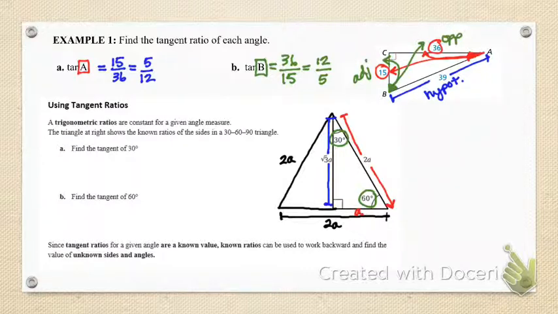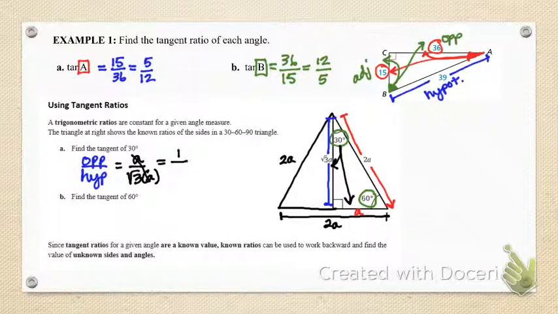So let's find the tangent of 30 degrees. So remember, it's going to be opposite over adjacent. So here's 30 degrees. Go opposite, that's a, over adjacent, that's root 3 times a, and then we'll simplify this. 1 over root 3. Okay, and then we're going to have to use what we know about simplifying radicals to get the root 3 out of the denominator. So we're going to rationalize the denominator by multiplying it by itself. And when we do that, we get root 3 over 3 as our final answer.